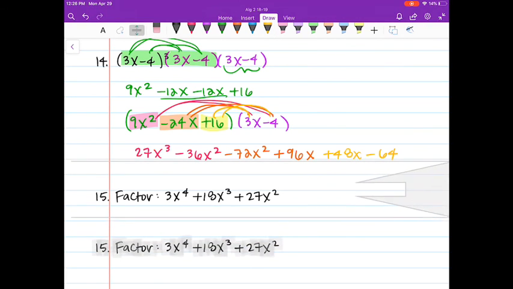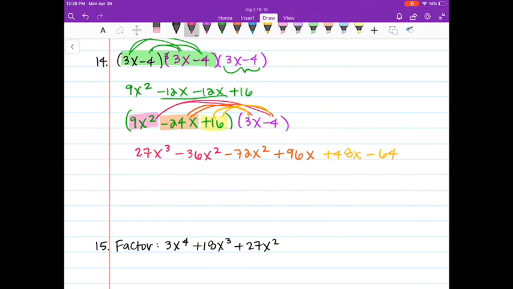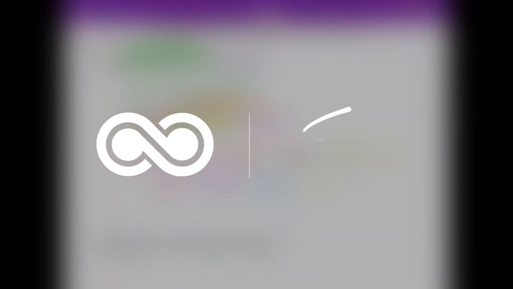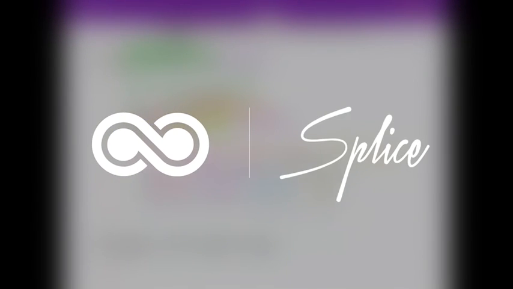Lastly, we are just going to go ahead and combine our like terms. So we have 27x cubed, nothing combines with that, and then negative 36x squared minus 72, we are going to get 108, so minus 108x squared, 96x, 48x, 144x minus that 64 that nothing combines with. There is our final answer.